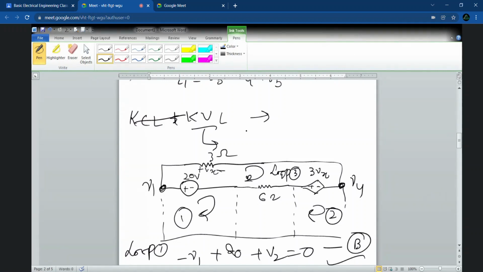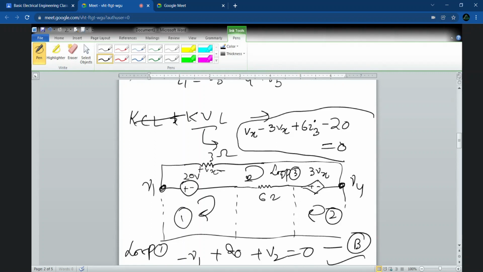Should I write it? No, ma'am. Write it again. Vx minus 3Vx plus 6I3. Why have we written 6I3? Because we have a 6 ohm resistor here and I3 is the loop current of this loop. Minus 20, this voltage was also there. This all will be equal to 0. Is this loop 3 equation now clear? Yes, ma'am. Now what we did then, we wrote Vx in terms of V1 minus V4. So the number of unknowns got reduced, and then we put it in and solve it. And in place of I3, what did we write?